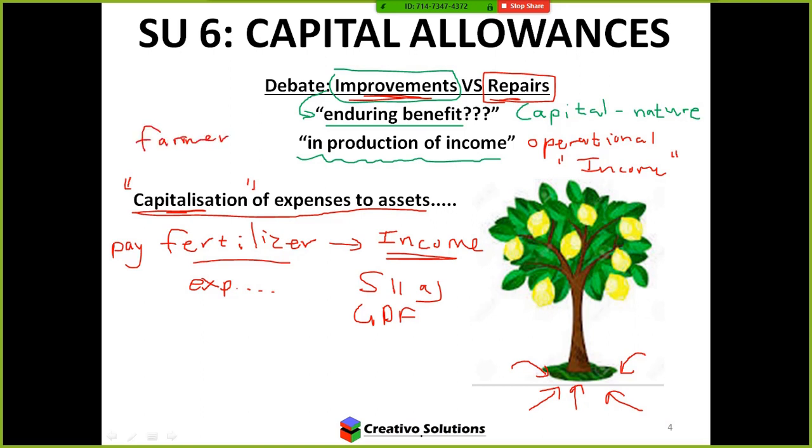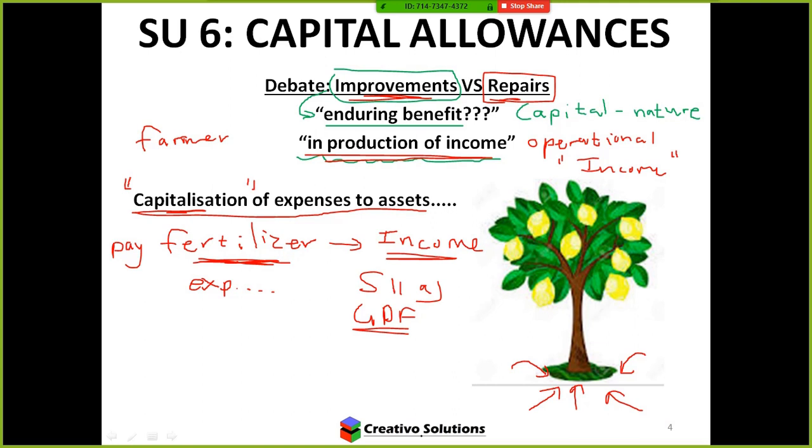and I am producing lemons, the fertilizer that I'm going to be purchasing, whatever I'm buying in terms of fertilizer, would be an expense. That expense would fall under the general deduction formula. Any fertilizer that's purchased in order to produce income, in other words, in order to produce the fruits, would be a general deduction. It would be part of the production.